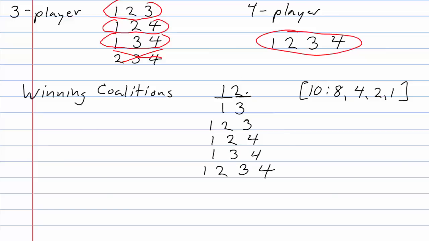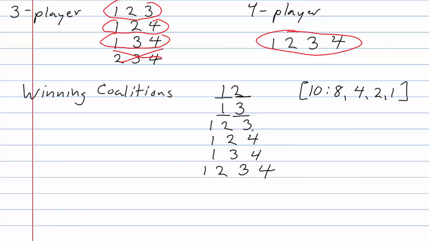What about 1 and 3? Well, clearly, if we kick 1 out, player 1 has 8 votes, player 3 is only 2 votes, so clearly 1 is critical. And what about 3? Well, we've already seen player 1 has only 8 votes, so player 1 needs player 3 in order to have a winning coalition, so 3 is also critical.